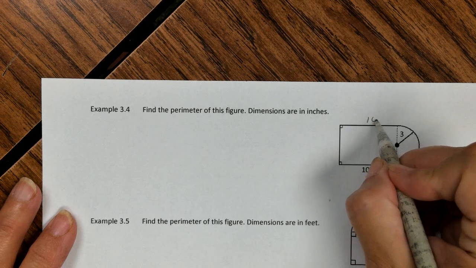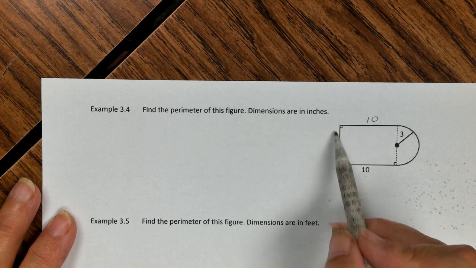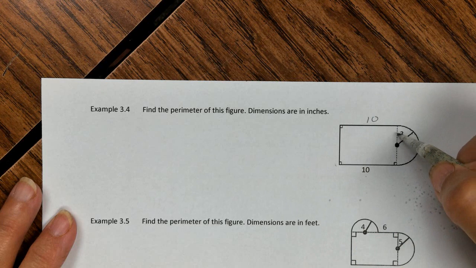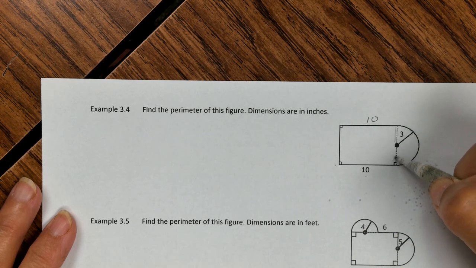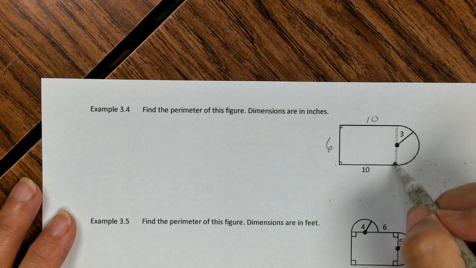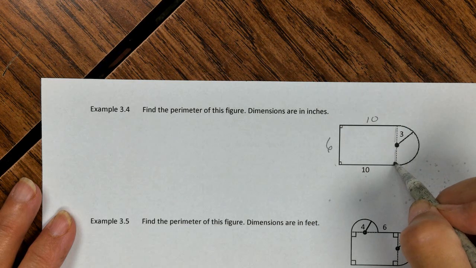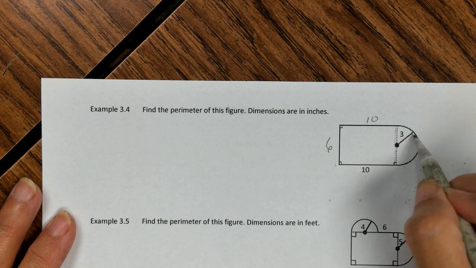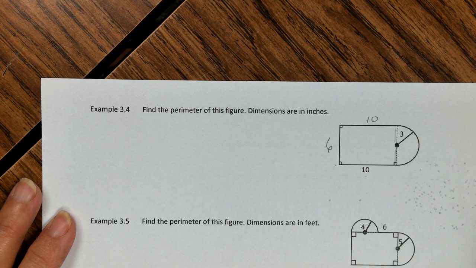This is 10, the top is 10. This left side, okay, well, here's a radius which is 3. There's a radius which is 3. This is 6. And again, we're not including this one. That's not an outside edge. We do need to include this curve. It's a half of a circle.